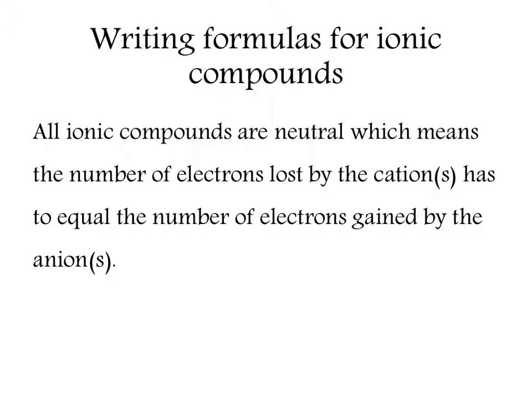Okay, so first of all, when you're going to write formulas for ionic compounds, you need to know that all ionic compounds are neutral, which means that the number of electrons lost by the cation has to equal the number of electrons gained by the anion. In our last video, we saw K wanted to lose 1 electron, so it became K+. Cl wants to gain 1 electron, so it became Cl-, so we have these opposite charges together.